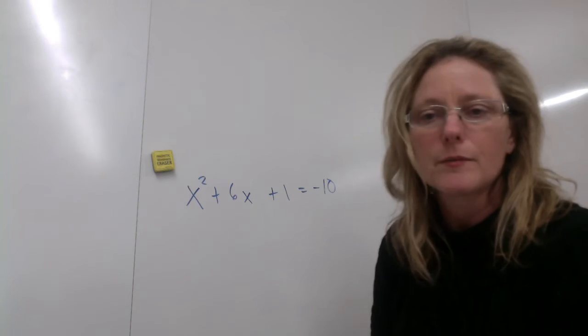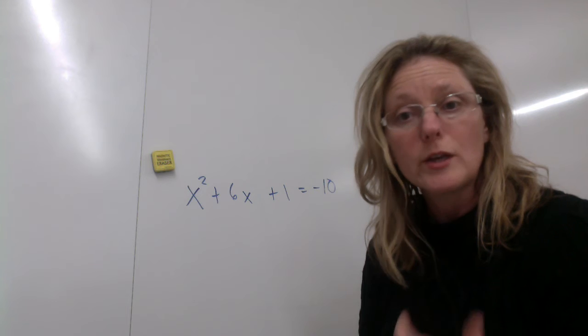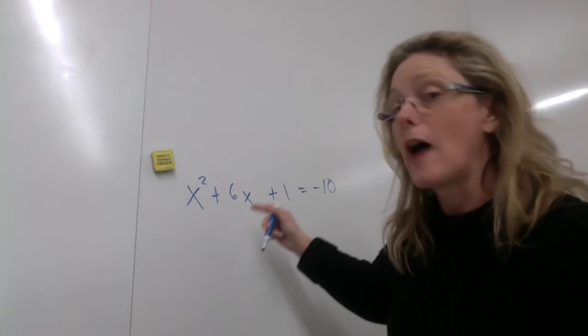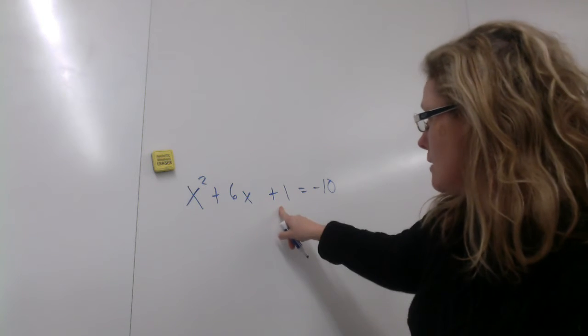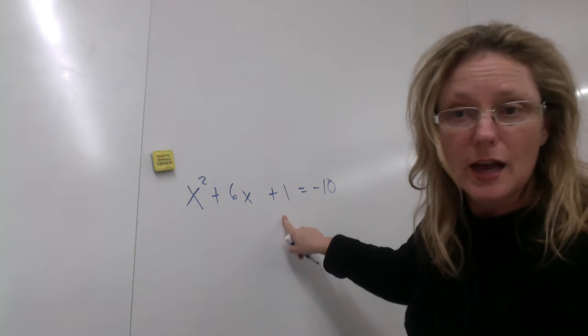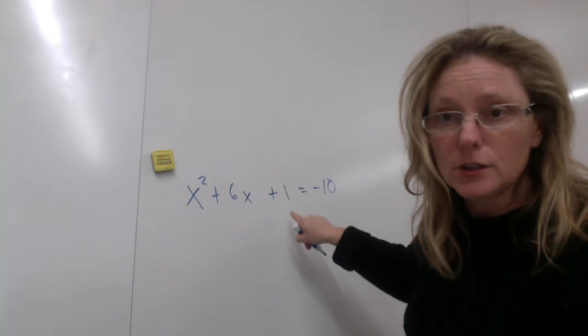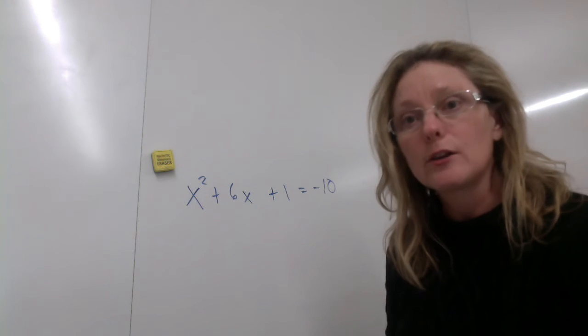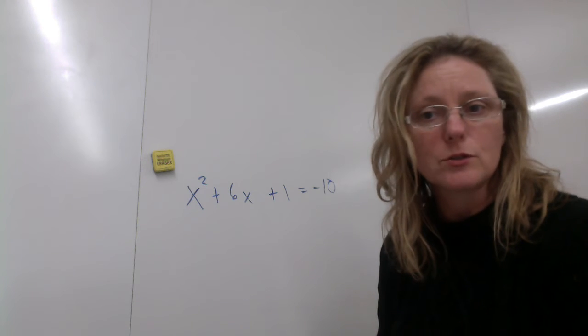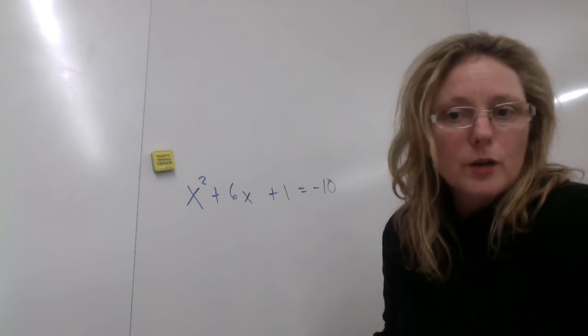Okay, so as you know, we could try to factor this just like we did previously, right? I would add a 10 to both sides and then try to factor. If factoring doesn't work, then I could try completing the square, which is what we're going to do next, or I could go to the quadratic equation.